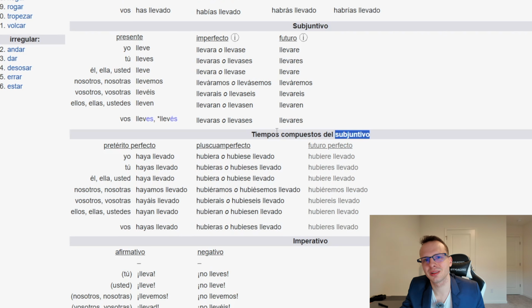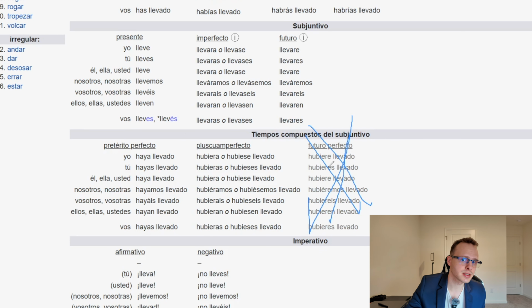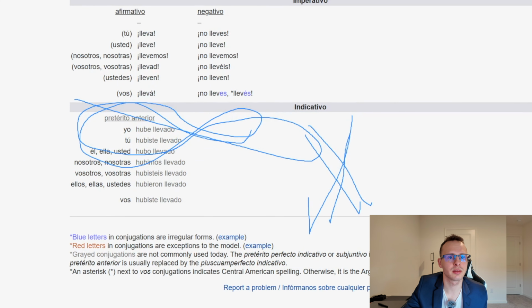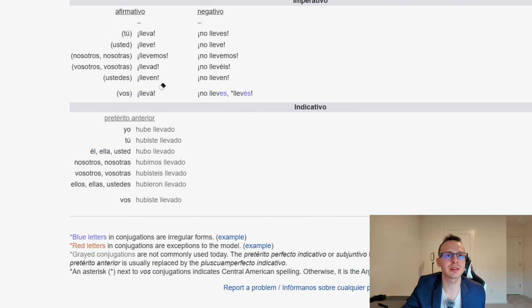Again, don't worry about learning tiempos compuestos del subjuntivo, that's just a ridiculous name. And the same thing applies here for the subjunctive. You do not use the future, whatever this thing is. And then this down here, don't even worry about this either. Doesn't exist.